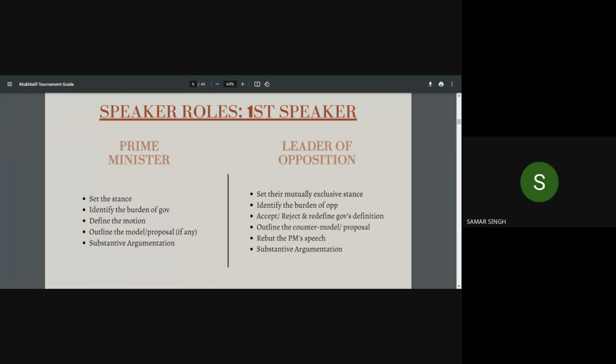Yes, Shambhavi? Good afternoon, sir. I just wanted to ask that on the slide there is a pointer that says identify the burden of the government. Can you please explain this point once again?